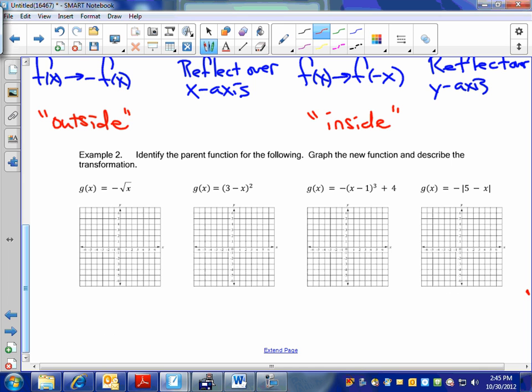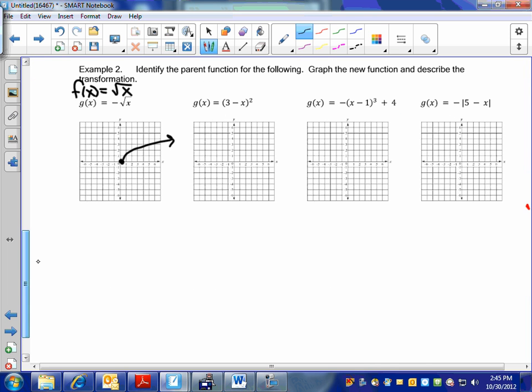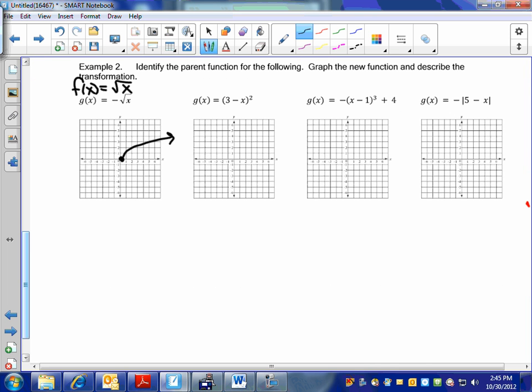Okay. Negative square root of x. Parent function. What is it? Square root of x, which looks like that. What happens if I put the negative on the outside? It reflects it over the x-axis. So it's going to go like that. That's pretty cool.